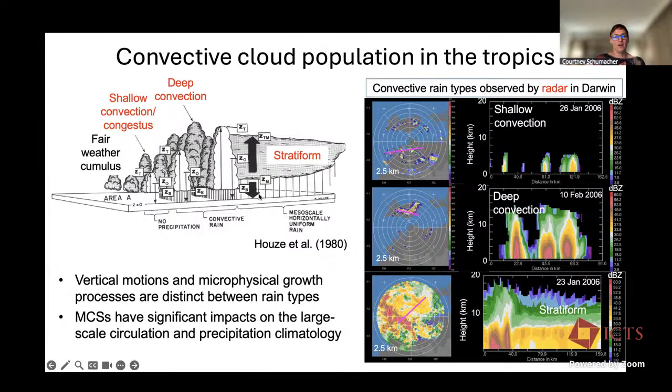So there's some theory behind this, but also we know because we observe this. And radar is a really great tool to look at these different cloud types and how they can either act in isolation or act together to form MCSs that have significant impacts on the large scale circulation and precipitation climatology. So you've got to be thinking about why they do what they do and what the impact of that is. So with that, I will stop sharing.